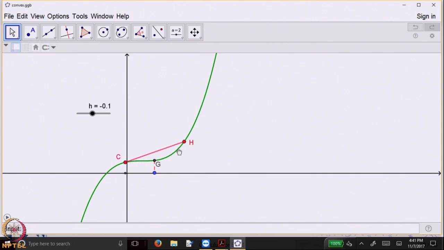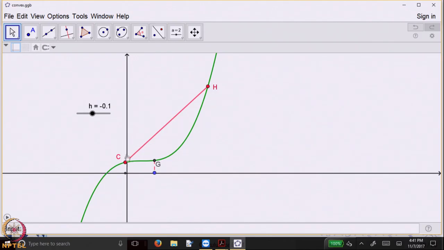The red line stays above the graph of the function. The same will happen if I keep the point C fixed and move this point H. If I move the point H, you see that the line joining the points C and H on the graph of the function always stays above the graph, it never comes below the graph, right. It always stays above the graph of the function.